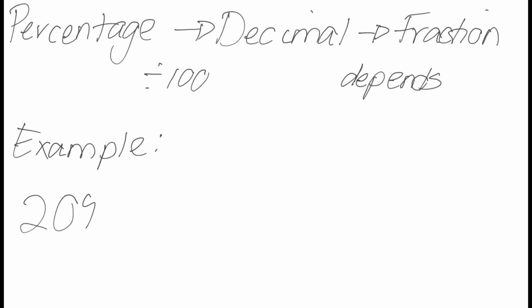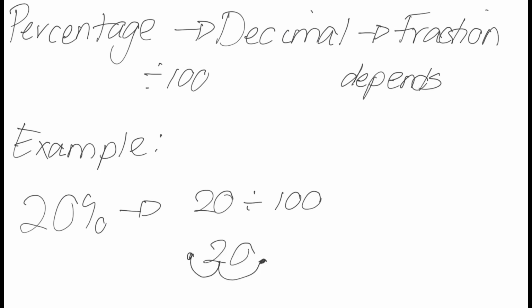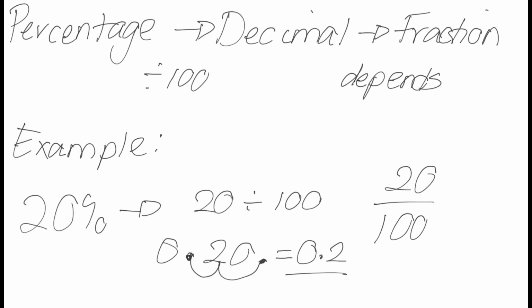So to convert that into a decimal, we simply divide that by 100, and we're going to use our special trick. This time we're going to move the decimal point 2 spaces to the left, which is going to give us 0.2. So 20% equals 0.2. And then in order to convert that into a fraction, we're actually going to use the percentage. So a percentage is simply that number over 100. So 20 over 100. And we're going to simplify that.